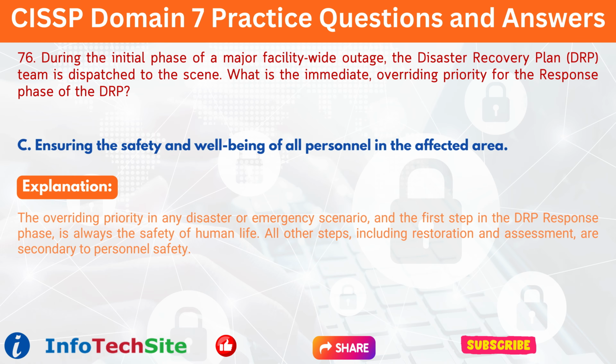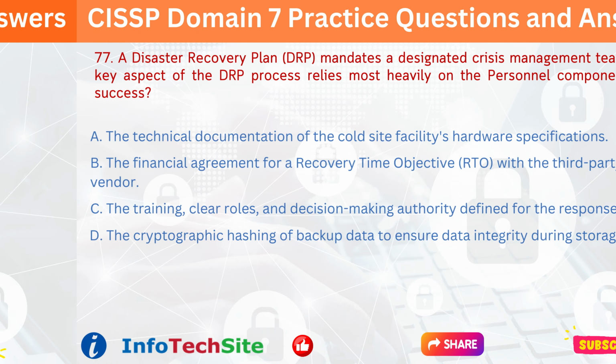Ensuring the safety and well-being of all personnel in the affected area. Explanation. The overriding priority in any disaster or emergency scenario, and the first step in the DRP response phase, is always the safety of human life. All other steps, including restoration and assessment, are secondary to personnel safety.